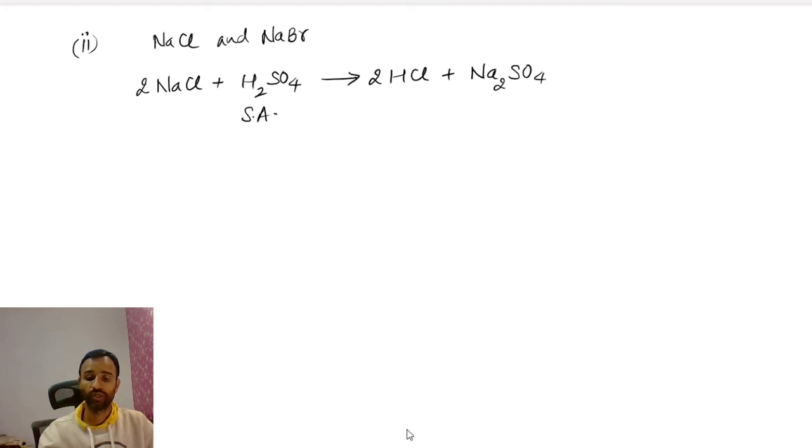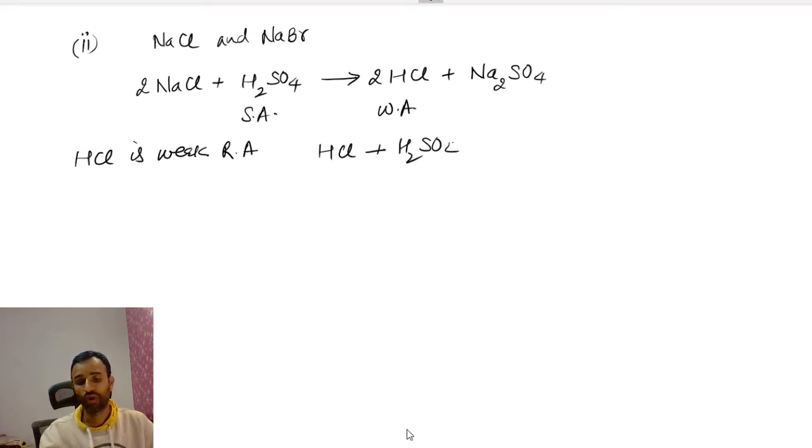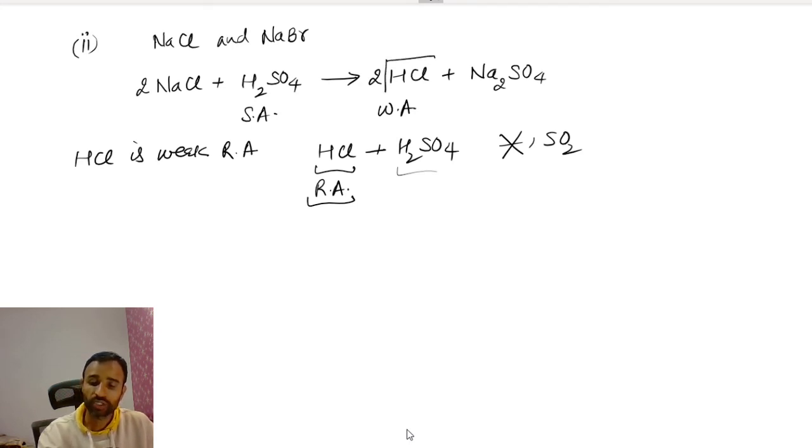but HCl produced is a weak reducing agent, therefore further reaction does not take place. HCl will not react with H2SO4 to reduce it. HCl is not a strong reducing agent to reduce H2SO4 to SO2. That's why further reaction does not take place. That's why we get pungent smelling HCl only when chloride salt reacts with H2SO4.